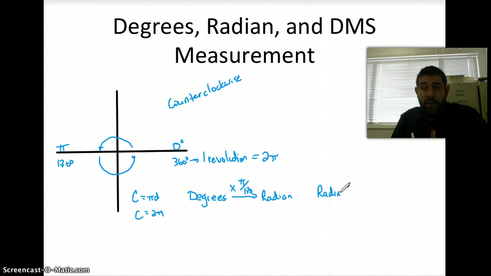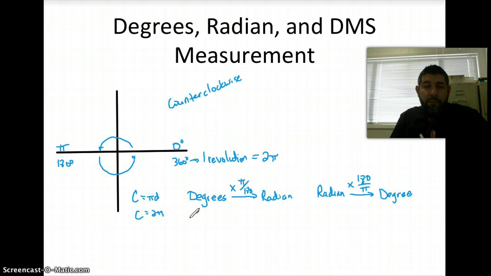So radian to degree would be divide by pi over 180, and since this is a fraction, sometimes you'll see in books it says multiply by 180 over pi. That should make sense, because if we're dividing by pi over 180, then we're just multiplying by the reciprocal.